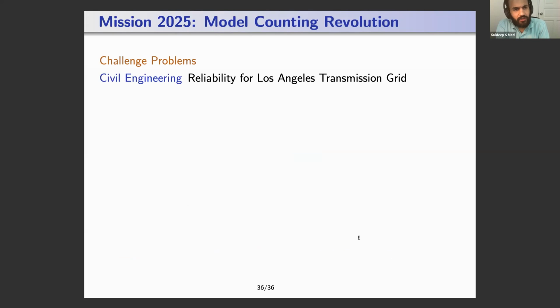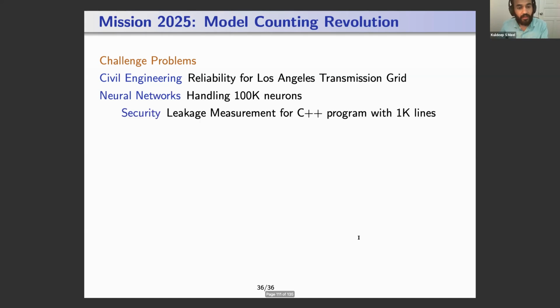Let's try to see what we should be able to solve in 2025. Can we compute reliability of the Los Angeles transmission grid? Right now, we can handle small cities, but LA is a really large city. That's where Hollywood is. So can we handle reliability of such a large LA metropolitan area? In the case of neural networks, right now we can handle networks with hundreds of neurons or a few thousands. Can we handle networks that have hundreds of thousands of neurons? In the case of security, can we handle measurement of C++ programs with 1,000 lines of code?